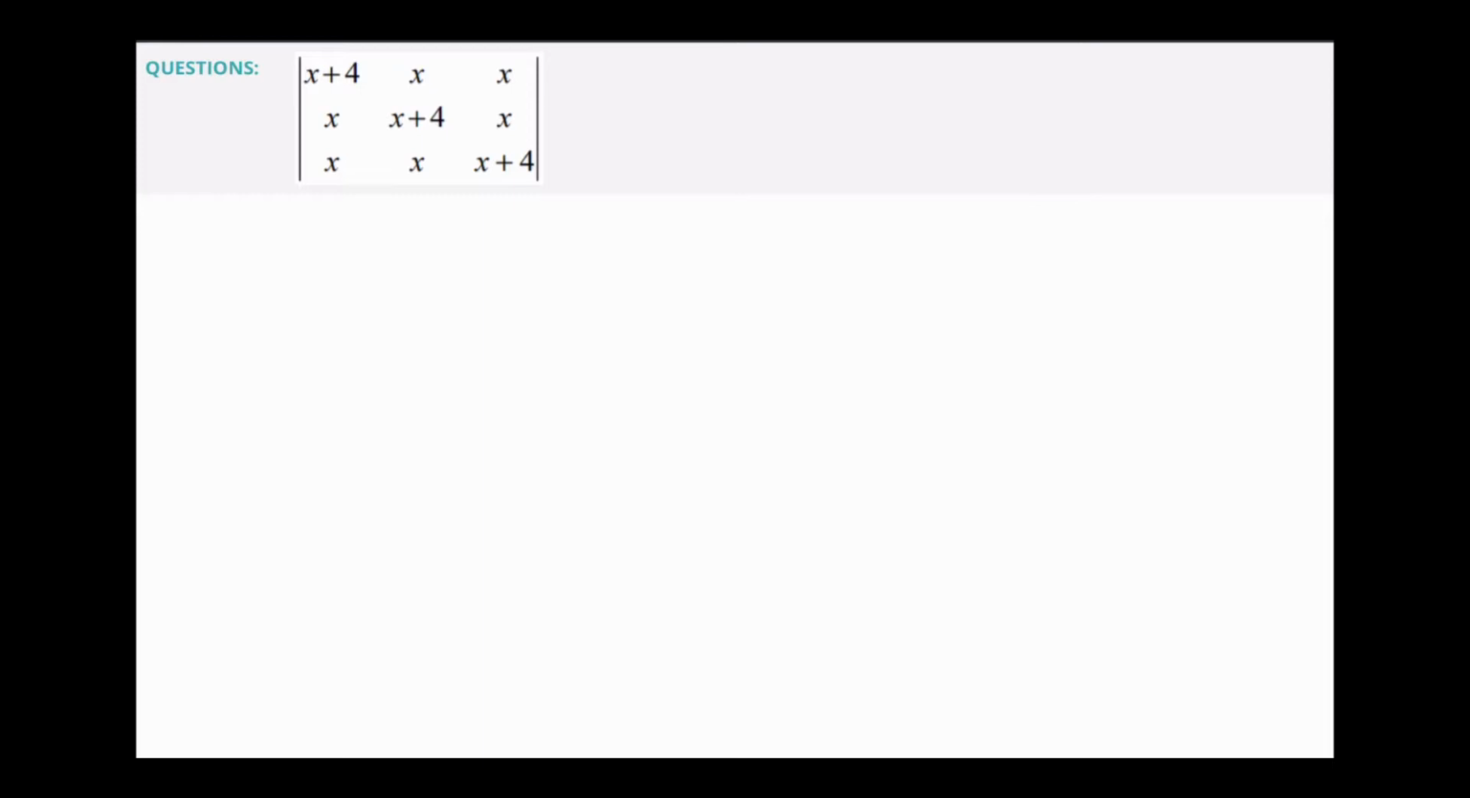First let's see what we're going to do: row 1 is equal to row 1 plus row 2. Now why are we doing it? You'll be able to understand. Let's see. So if I add row 1 and row 2, what I'll get, student?